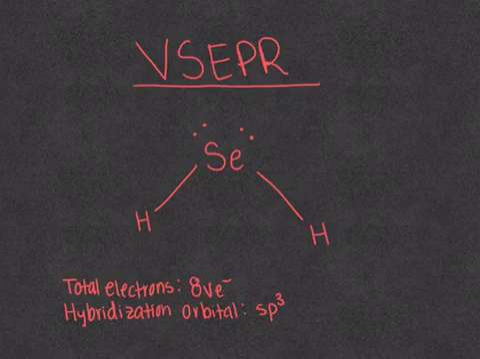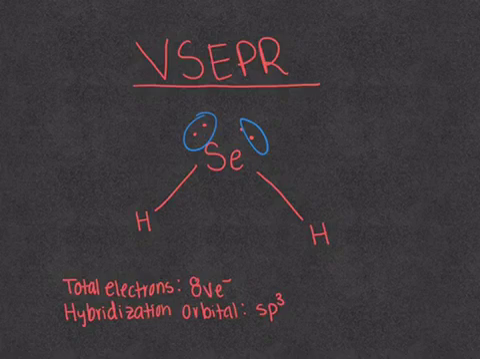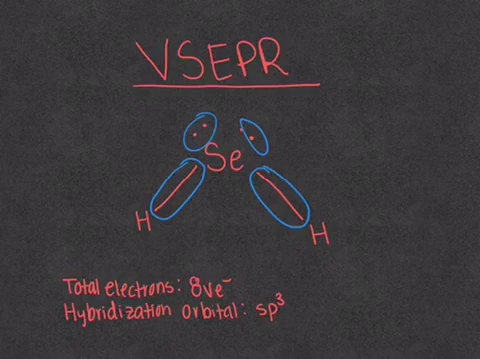The VSEPR diagram also shows us that we do have two lone pairs, and then we have two bonding pairs, which is the hydrogen. So in total we have 8 electrons, and this also shows us the hybridization orbital, which is sp3, mostly because it is bent.